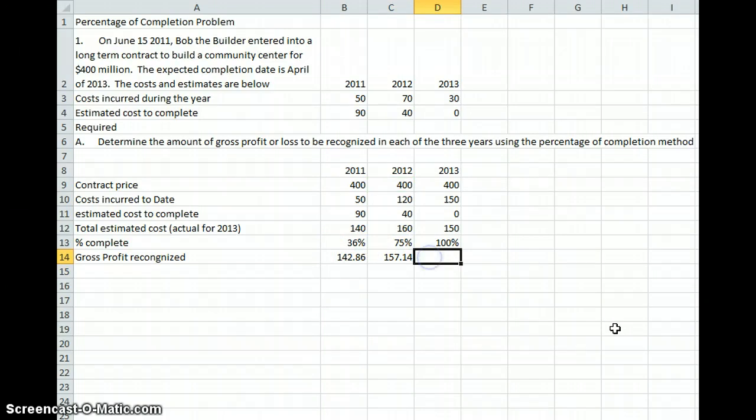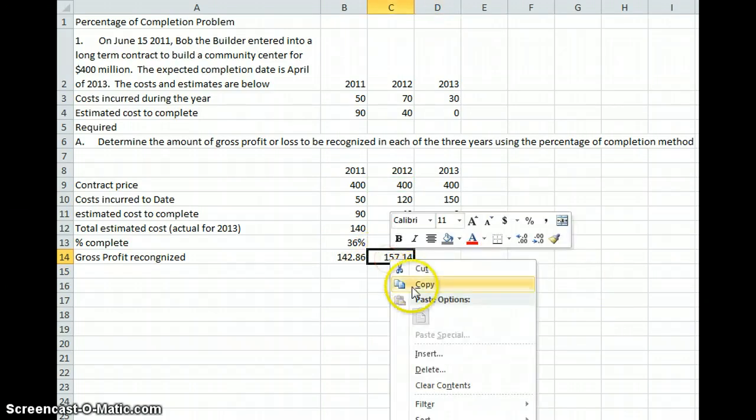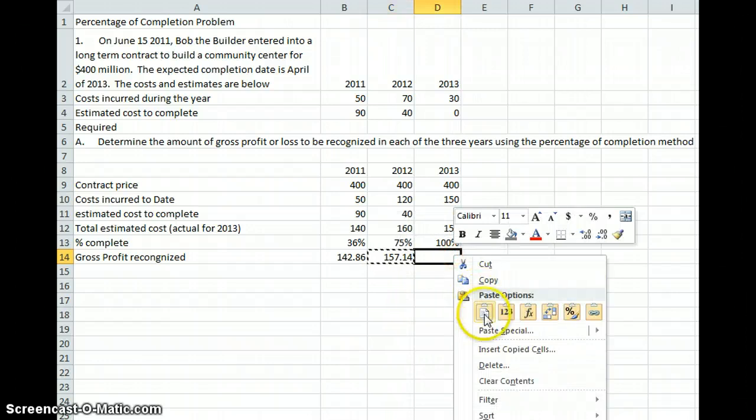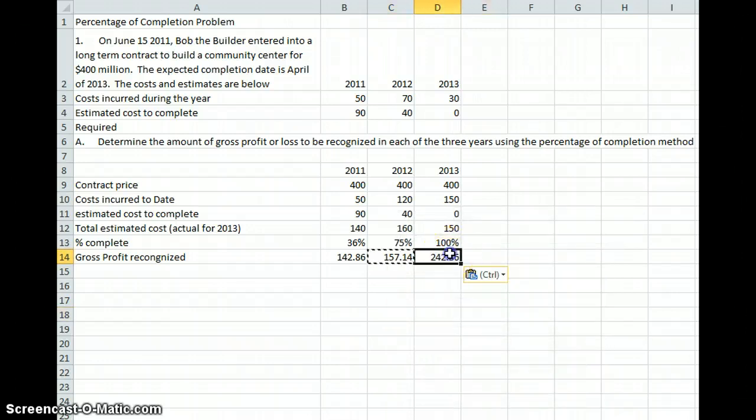And now we're going to do the same thing. We can copy this formula over to 2013, and we're going to have to alter it again because we're taking the 100% times the contract price, but we have to subtract out the 157 and also the 142.86. So let me add that to the formula here. I'm going to subtract out the other year because that wasn't in our formula.